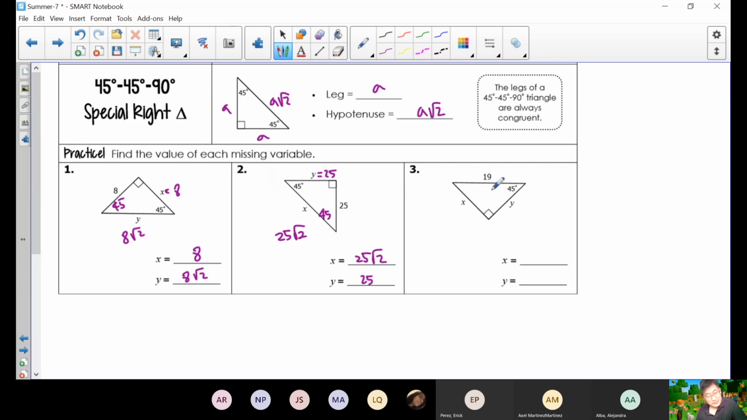So let's say you have a number. How do you go back? If you have this number, all you need to do is divide by root 2, to get from this one to here, right? So you have 19 and divide by root 2. That's y and x. I know it looks complicated, right? So the answer is 19 over root 2.